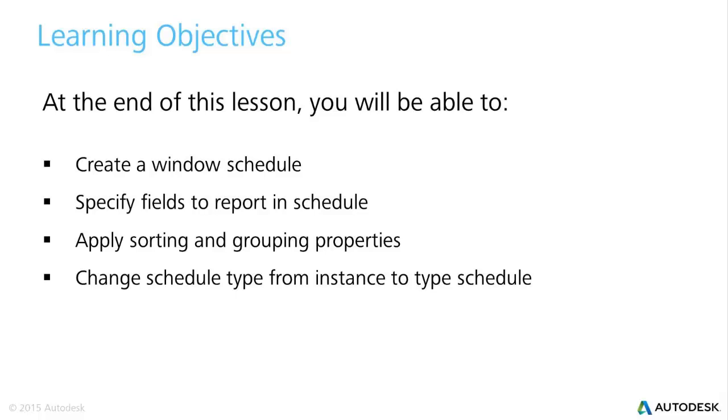Let's look at the learning objectives for video 10. At the end of this lesson, you'll be able to create a window schedule report of a project, specify the fields that you wish to display in that report, and then go through some manipulations by applying sorting and grouping properties to that schedule, and then converting the schedule type from instance for each item in the project to a type-based report. With that, let's get started.